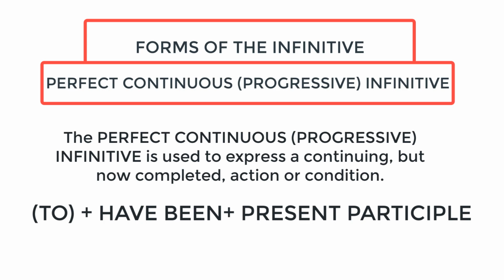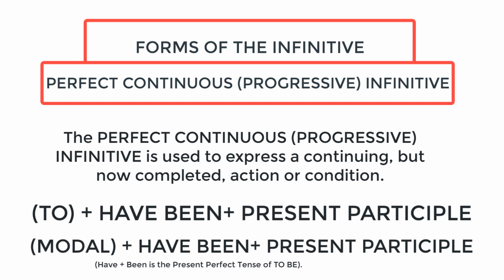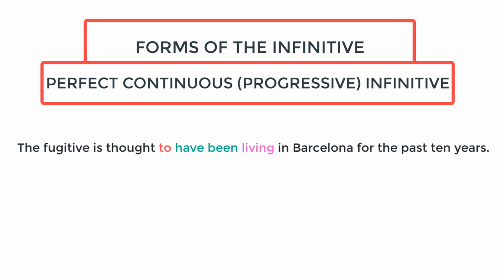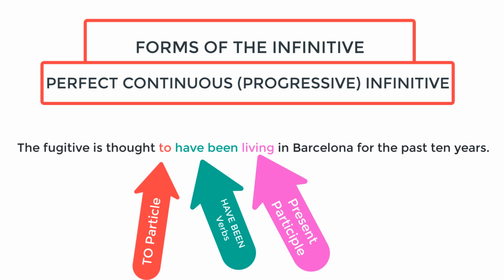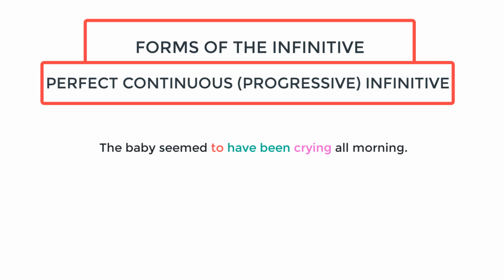Like all other forms, there are situations where the zero or bare form of the perfect continuous infinitive is required, so the word to is omitted. Again, this happens after most modal auxiliaries. The fugitive is thought to have been living in Barcelona for the past 10 years. The baby seemed to have been crying all morning.